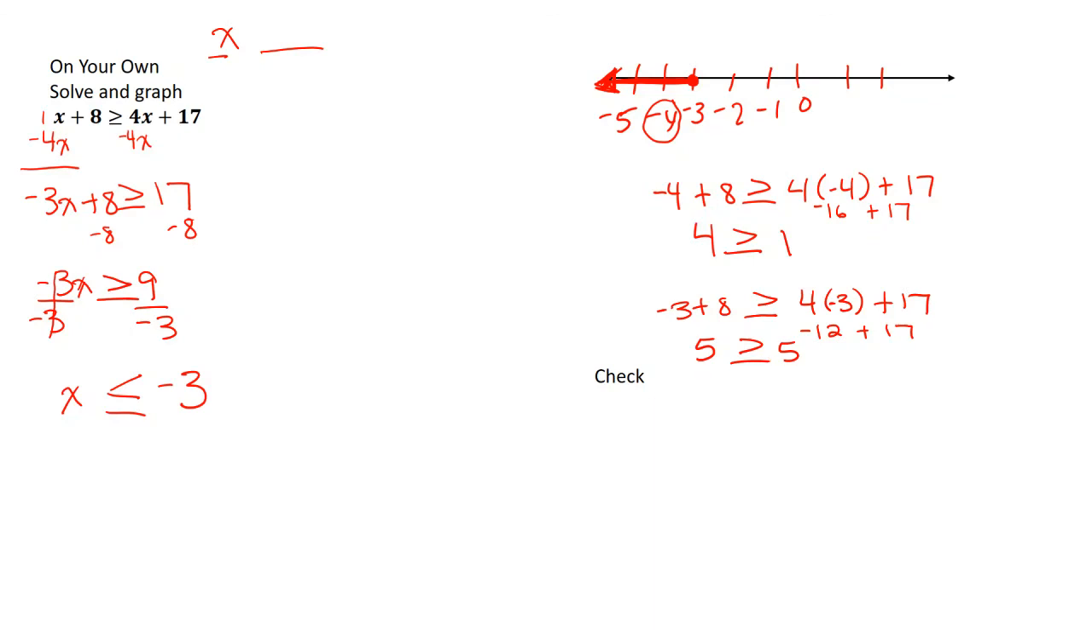So let's try one more. Let's try 0. So 0 plus 8. Now we don't want this one to be true because 0 is not in our solution set. 4 times 0 plus 17. So 8 is greater than or equal to 17, and that is not true, and that's why it's not in our solution set.